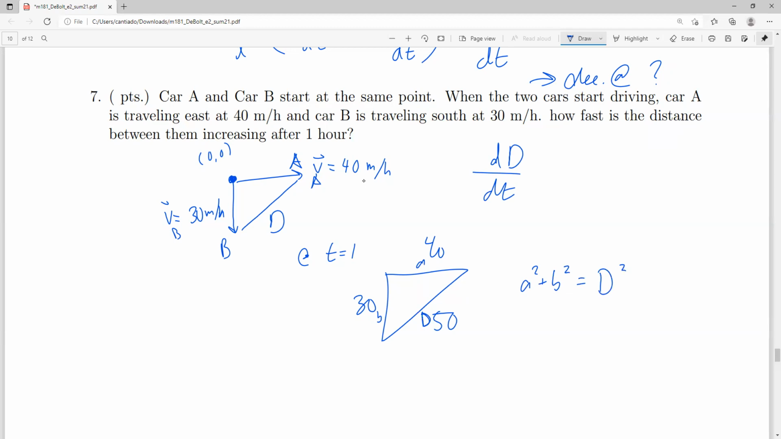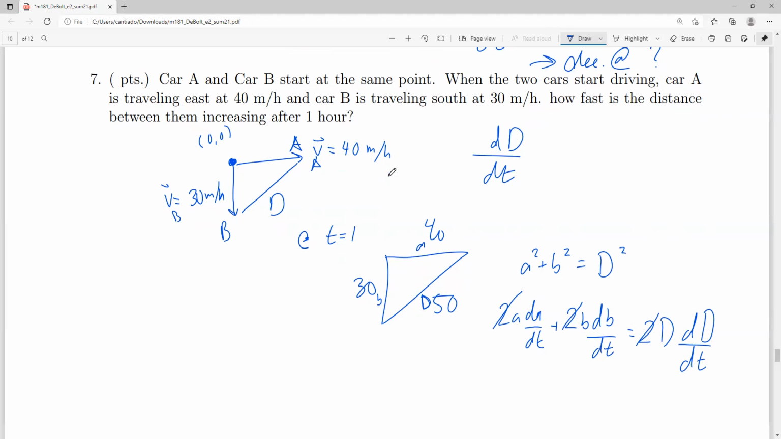So if you were to take the derivative of both sides, you get 2a dA over dt plus 2b dB over dt is equal to 2 capital D dD over dt. And this is the equation you sort of use. You can see you can cancel out all the 2's. And from here, you know A is 40, B is the initial value, that's 30. D, we know is 50. So then you know the rest of the rates too, right? So that's the setup for there.